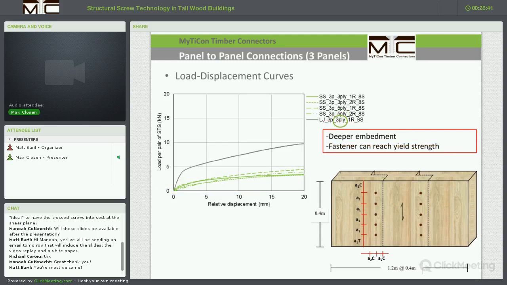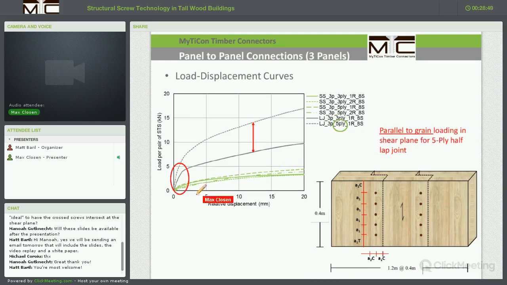Looking at lap joints, we can see that lap joints have a different performance here already. We can see a big difference between 3-ply and 5-ply panels. In particular, in the very first phase of the testing, we see a much steeper load increase compared to the plywood joints here, and we see a big load jump between 3-ply panel connections and 5-ply panel connections. The steep load increase here, or resistance increase for the 5-ply panels, results out of an embedment depth, of course, and also due to the fact that we have parallel to grain loading in the 5-ply panel in the shear plane.